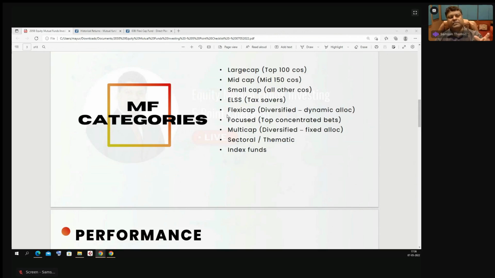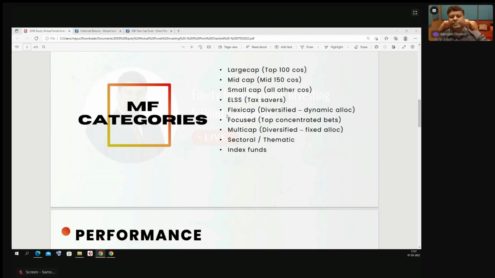So what is market capitalization? Market capitalization is the number of shares floating in the market multiplied by the price. That's the total value of the shares available in the equity market, and that is how you find the market capitalization. So the top 100 companies in terms of market capitalization. You will have Reliance, HDFC, Infosys, TCS. These are the top companies by market capitalization.